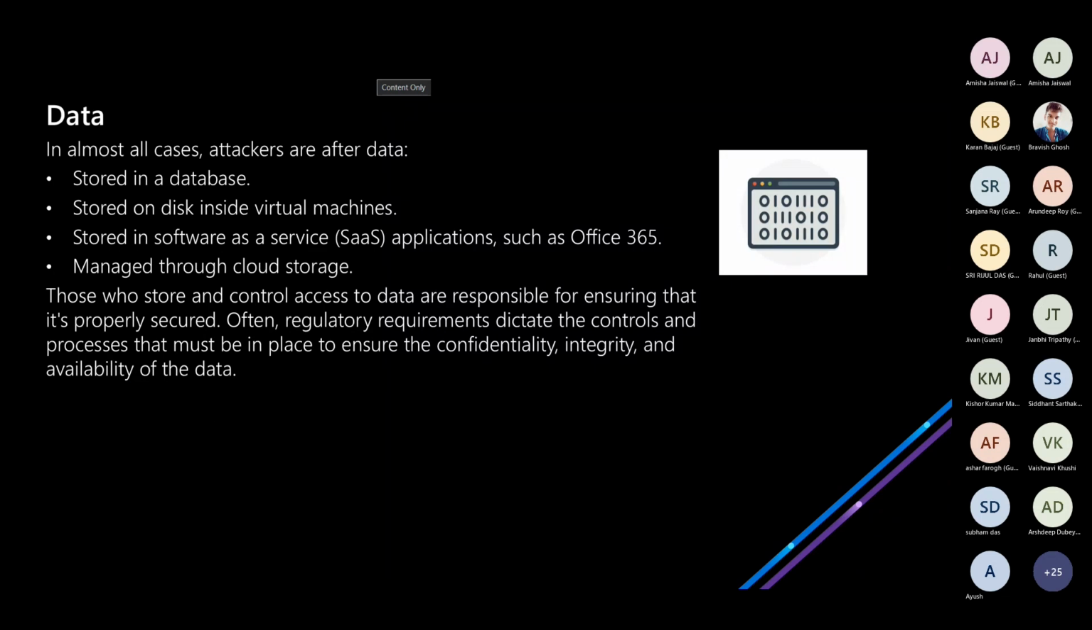Last is data. In almost all cases, attackers are after data, stored in a database, stored on disk inside virtual machines, stored in software as a service applications such as Office 365, managed through cloud storage. Those who store and control access to data are responsible for ensuring that it's properly secured. Often regulatory requirements dictate the controls and processes that must be in place to ensure the confidentiality, integrity, and availability of the data.